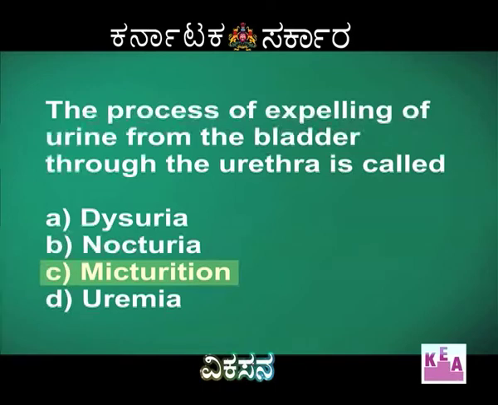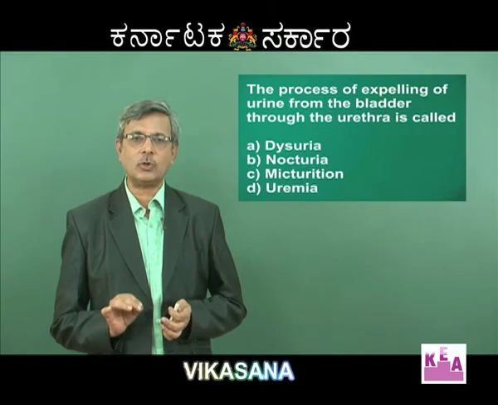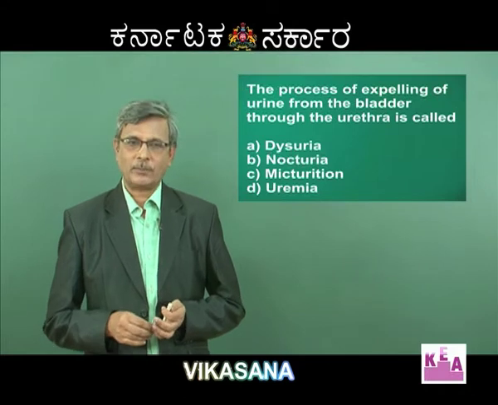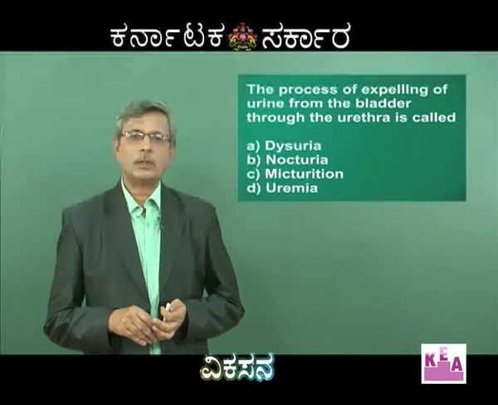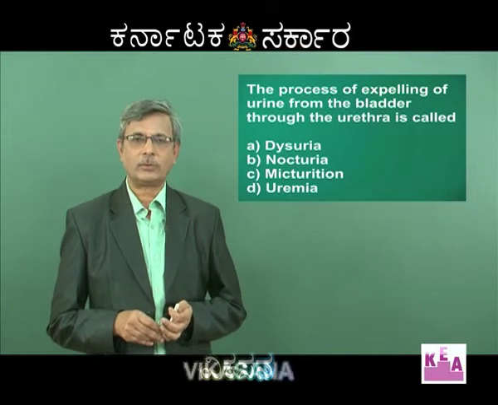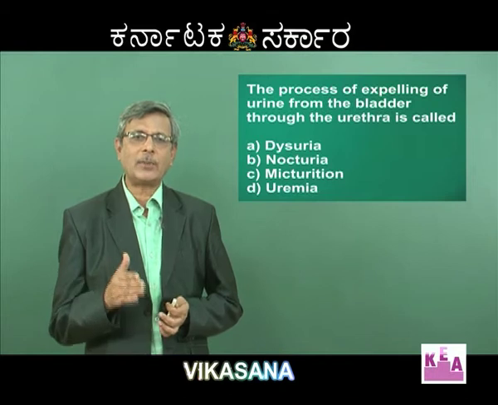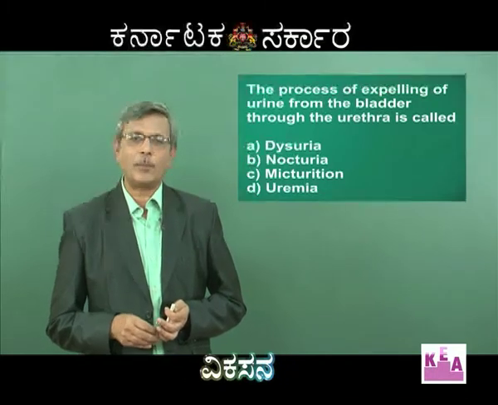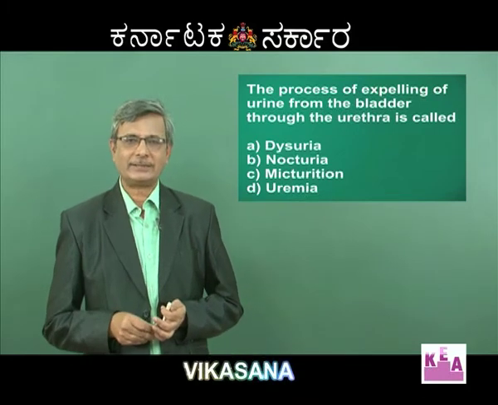Now let me look into option 4, uremia. Uremia relates to excess of urea in the blood plasma. Uremia is seen in case of renal failure or kidney failure. The maximum amount of urea that can be present in the blood plasma is around 20 milligrams per deciliter. In case of uremia, it is going to exceed.